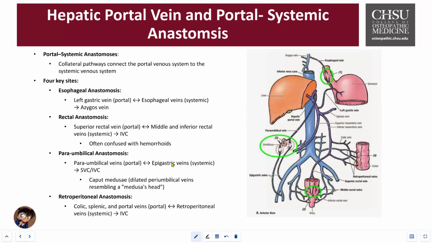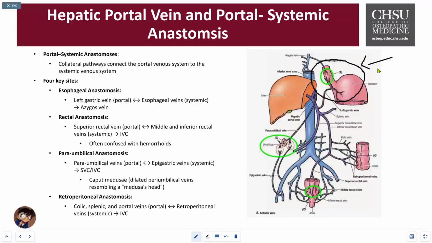The first one is called the esophageal anastomoses. This is when the left gastric vein from the portal system communicates with the esophageal vein from the systemic system, and it drains into the azygos vein. Whenever it is engorged, this can lead to esophageal varices, and this can be a life-threatening condition that causes upper GI bleeding. So on the right, it's shown here in the number 1. This is the first kind of varices, the esophageal anastomoses varices.